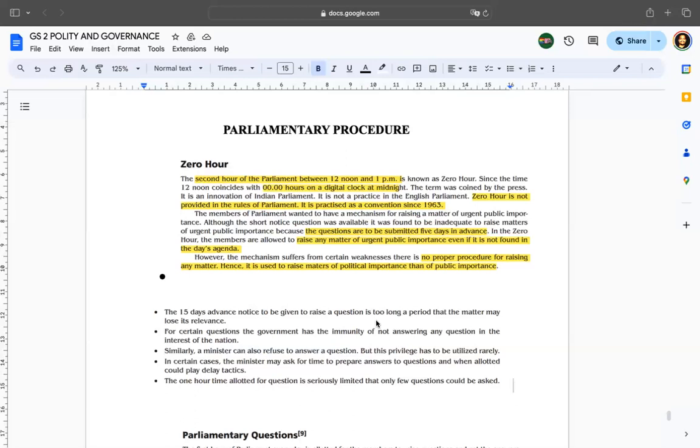And the leader of the opposition was not even mentioned in the rules of the House. When we are talking about leader of the House, this was mentioned in the rules of the House. But leader of opposition was not mentioned in the rules of the House.